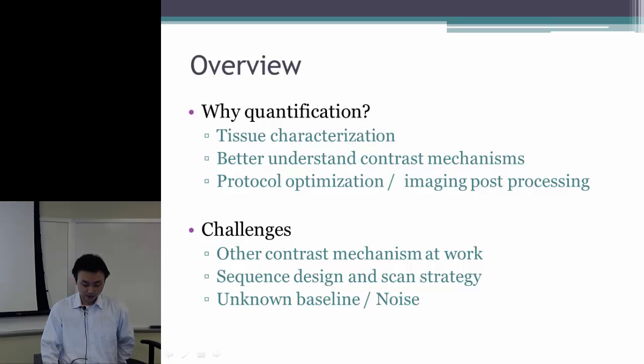And also the noise is a problem when we are doing a quantification. We also need to do a good noise analysis so that we understand the potential error in the calculated results.